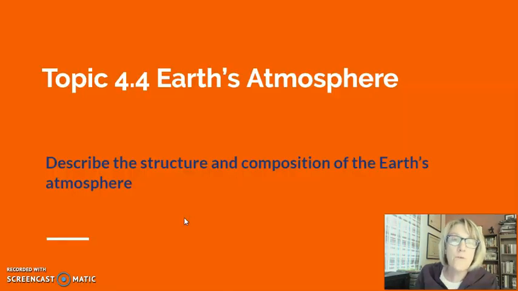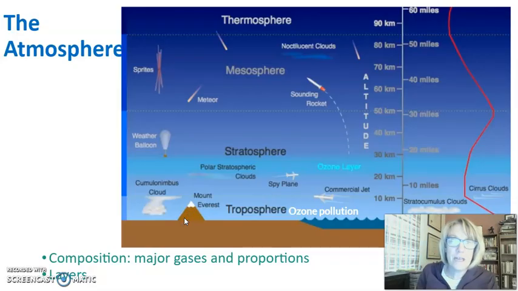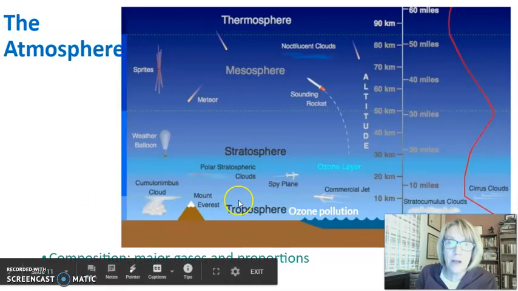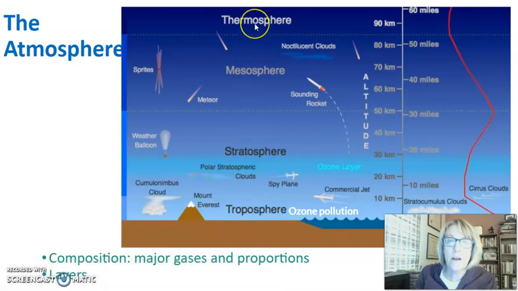All right, topic 4.4, we're now switching to the Earth's atmosphere. So there's a lot of different things in this unit. Can you describe the structure and composition of Earth's atmosphere? Do you remember your mnemonic about the different layers of the atmosphere? Okay, so if you didn't, here are our layers. So troposphere, stratosphere, mesosphere, thermosphere, and then remember the exosphere is even higher up.